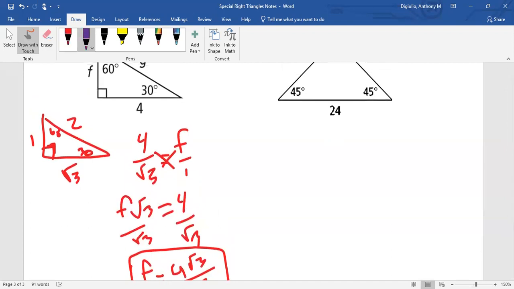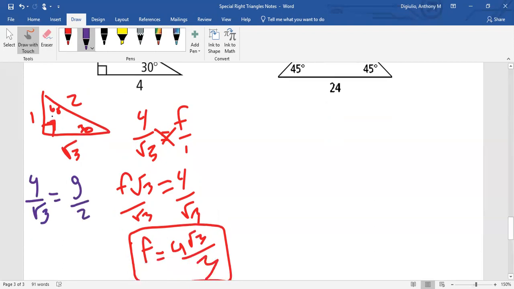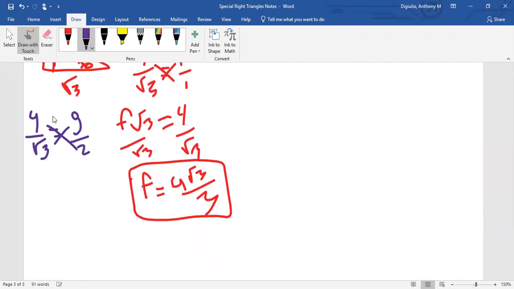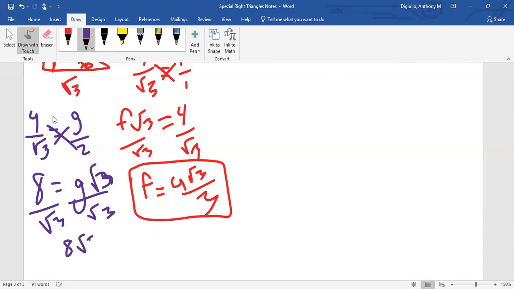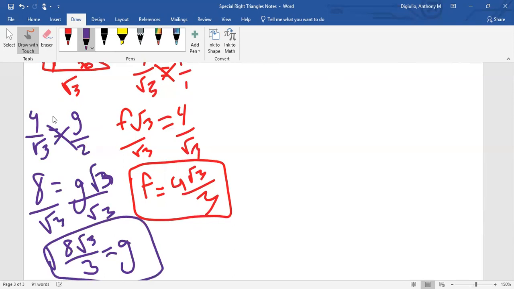So I got that first one. Now I'm going to use the same thing. 4 root 3 equals, and I've got g over 2. I'm going to start by cross multiplying. So I end up getting 8 equals g root 3. Man, these 3's are tripping me up today. Divide by root 3 on both sides because I want to get g by itself. And just like before, we're going to end up getting 8 root 3 over 3 equals g. And that's going to be your answer. That's going to be that third side of that triangle.